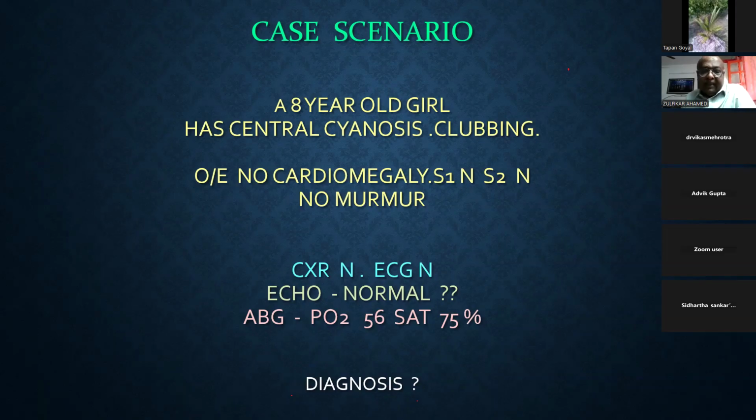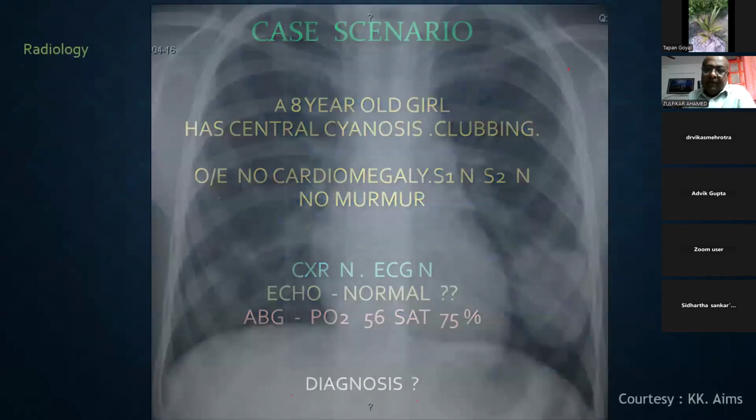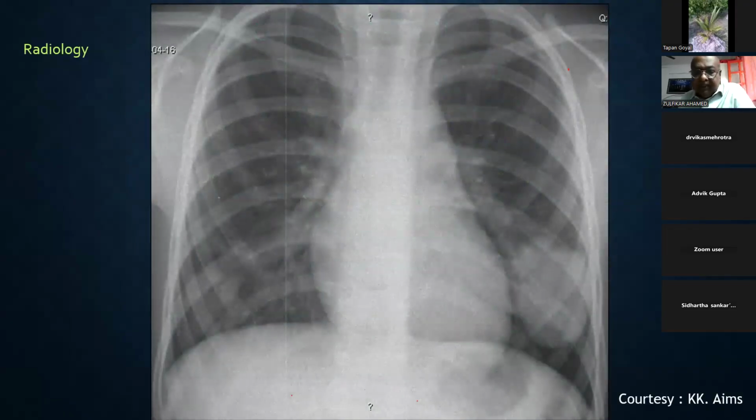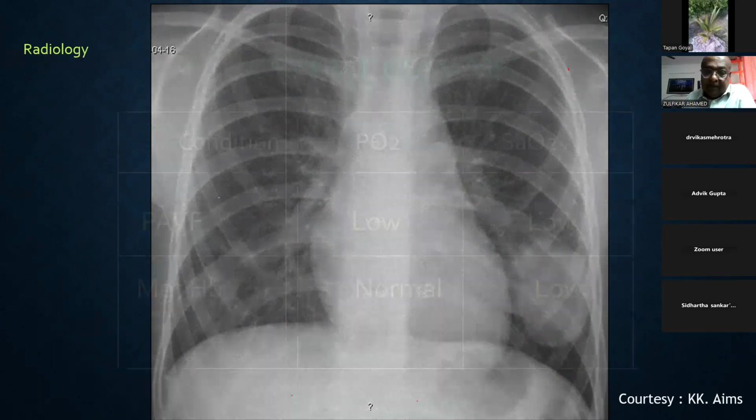So whenever a child has a cyanotic congenital heart disease without murmur, and without major abnormality in X-ray and ECG, but genuine hypoxemia and desaturation, you should think of a pulmonary AV fistula. This is the one condition where I told you in the beginning that there can be a right to left shunt outside the heart. So this is basically an example of a pulmonary AV fistula.